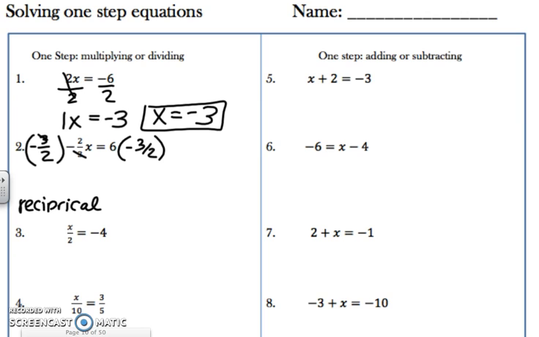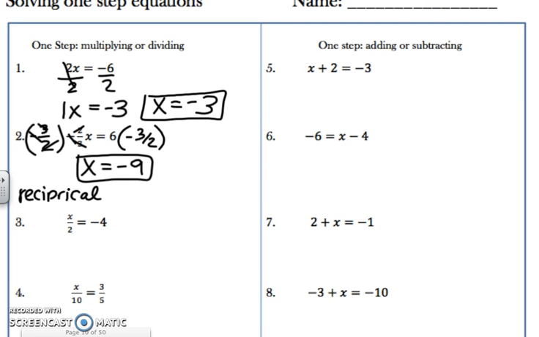In this case, my 3's are going to cancel, my 2's are going to cancel, and my negatives are going to cancel. So I'm just left with an x on the left side, an equals, and then 6 times negative 3 would be negative 18, divided by 2 is a negative 9. So you can just type that in your calculator just how it looks as well. On number 3, I have x divided by 2, so they are dividing. The opposite of dividing would be multiplying, so I'm going to multiply each side by 2. If I do it to the left side, I need to do it to the right side. Now my 2's are going to cancel out, and I'm left with x equals negative 4 times 2, which would be negative 8.